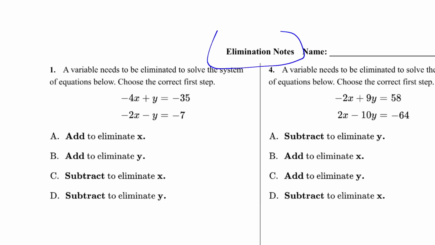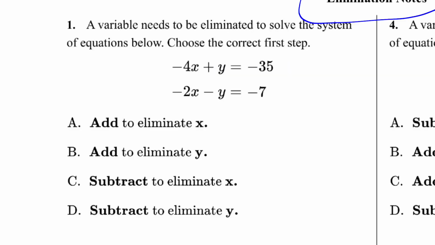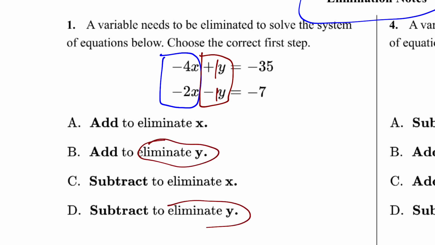This video goes over the elimination notes. So we look at the X column and we look at the Y column, and we're looking for ones that have the same number. Y's have 1 for both. So for sure we're going to be eliminating Y. The question is, how do we get there?